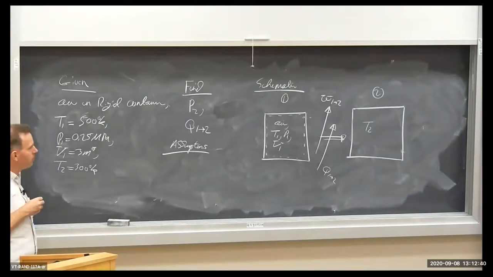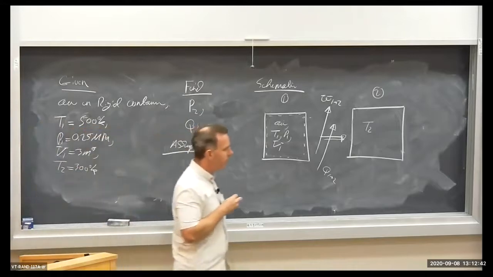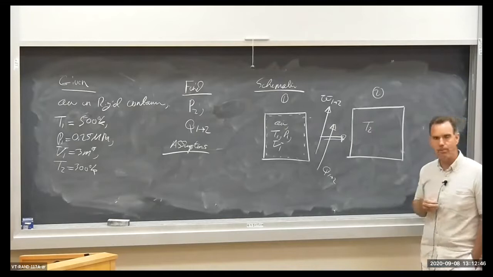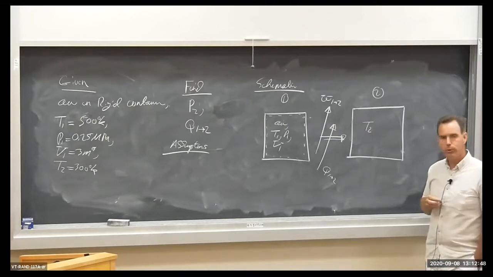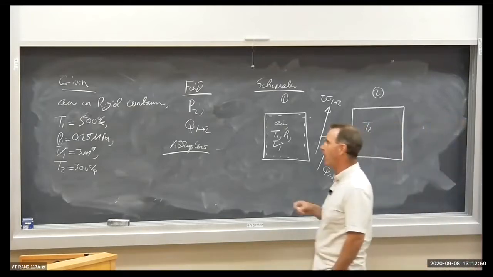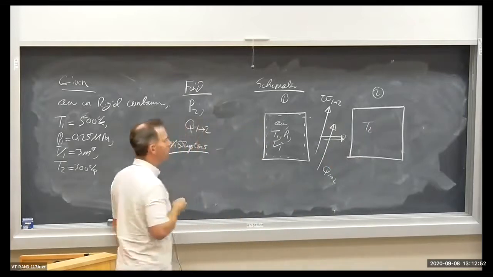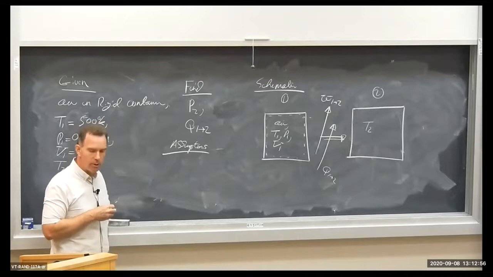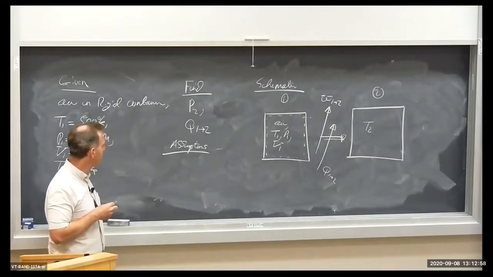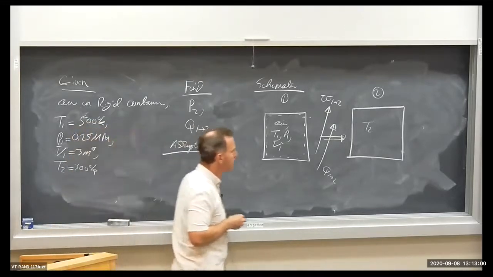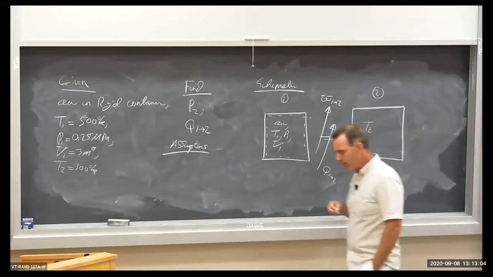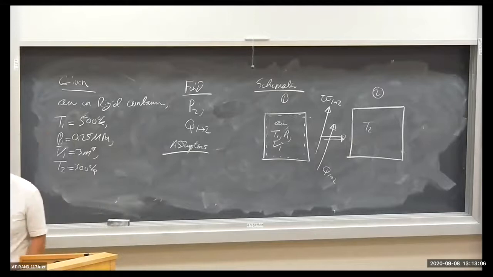So what are we supposed to find in this problem? We're supposed to find the pressure once the air has been cooled down to temperature T2. And we're also supposed to find the heat transfer required to cool down the air, so Q1 to 2. Find the heat transfer, find the pressure at the final state, okay? We'll deal with assumptions as we go along. Okay, let's get started here.